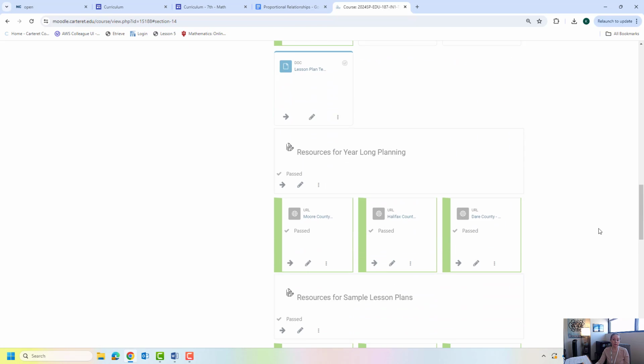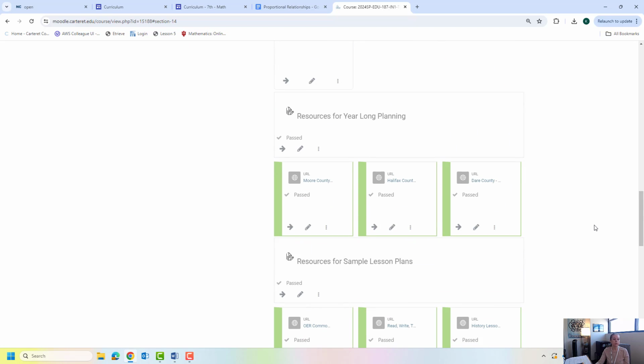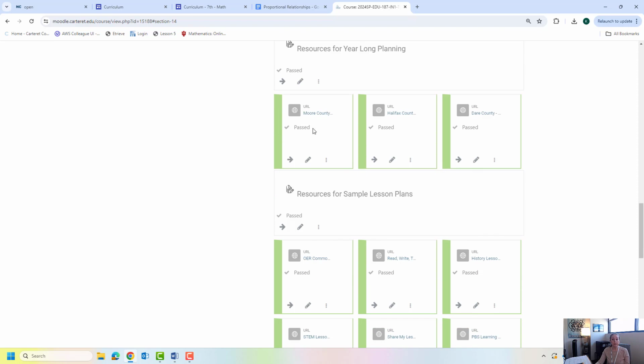Now, I mentioned a while ago, there are so many resources. You don't have to create this from scratch. Depending upon the county in which you teach, a lot of counties will actually give you your year-long plan. They will give you unit plans, and they will give you lesson plans, which is awesome. Now, you can adapt them for yourself, but it at least gives you a starting point.